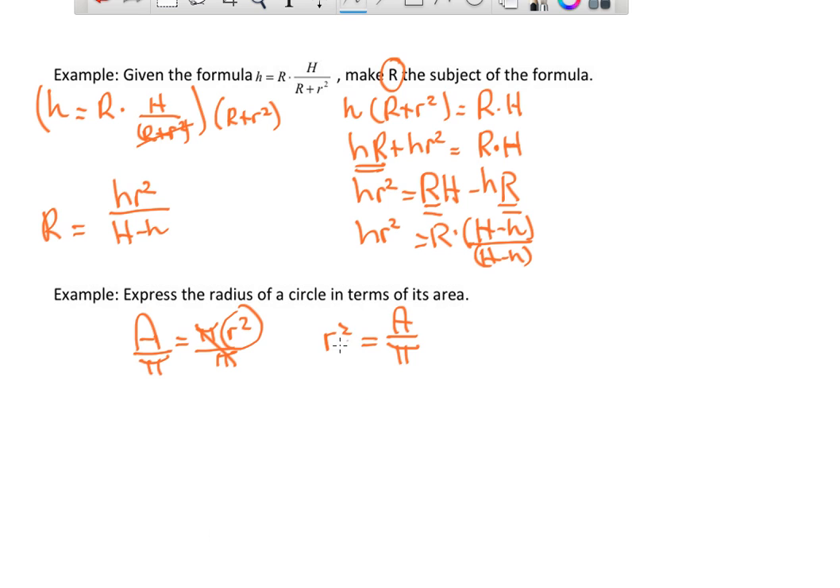And then how do you get rid of a square? Well, you take the square root. So the radius would be plus or minus the square root of A divided by pi. You do have to think about this logically though. R stands for the radius. And does it make sense for the radius to have a negative value? It does not. So because of that, you can actually write this as just the positive square root of A divided by pi. And that's it. Thank you.